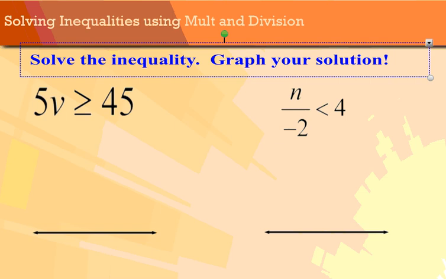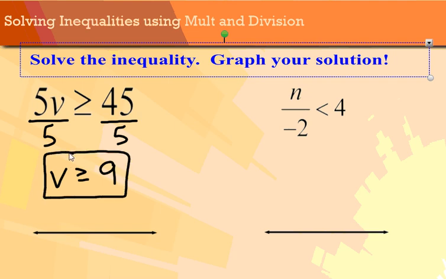Let's say I have 5 times v is greater than or equal to 45. Well, how do I solve this one step? I undo the only operation happening to the variable. I have 5 times v. How do I undo multiply? I divide. Divide both sides by 5. I end up with v is greater than or equal to 9. And there's my answer. If I pick any number that is 9 or larger, I will get a true statement.